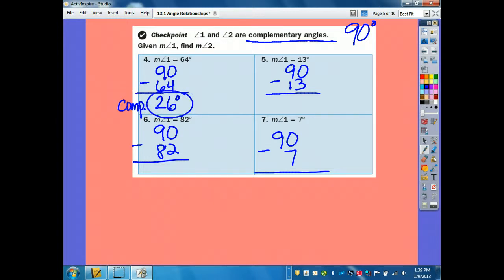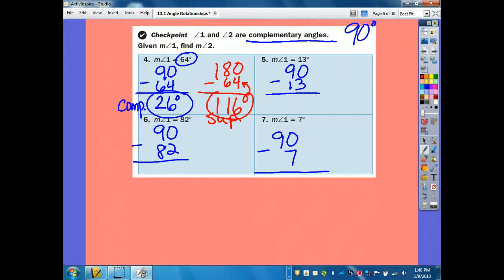Yep. What if I want the supplementary angle? They don't ask for it here, but what would I do if I want the supplementary angle to 64? Then you would go 180 minus 64 and get what? You get, yes, 116 degrees, and this is what kind of an angle to this? Supplementary. That one is your supplementary angle.